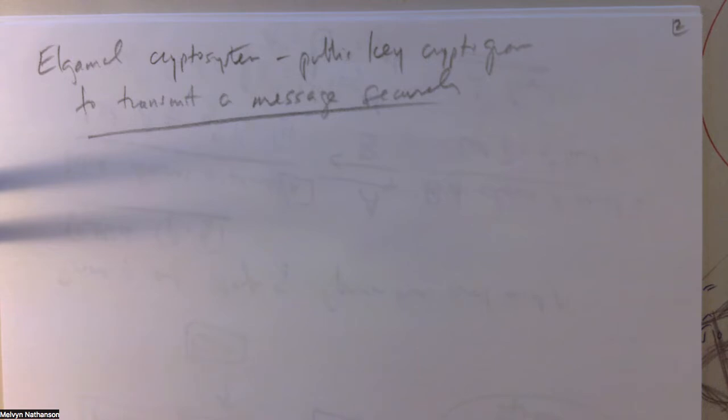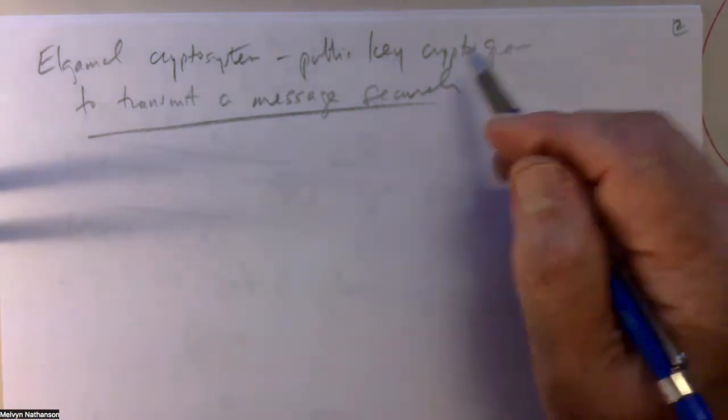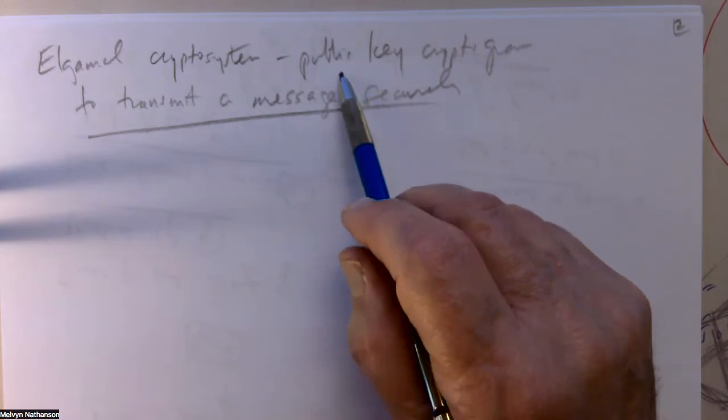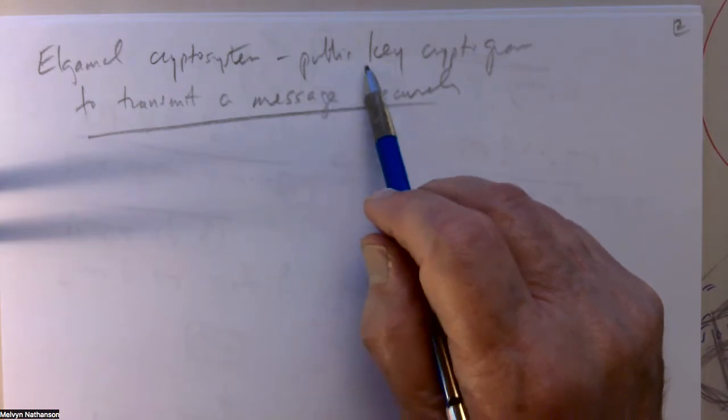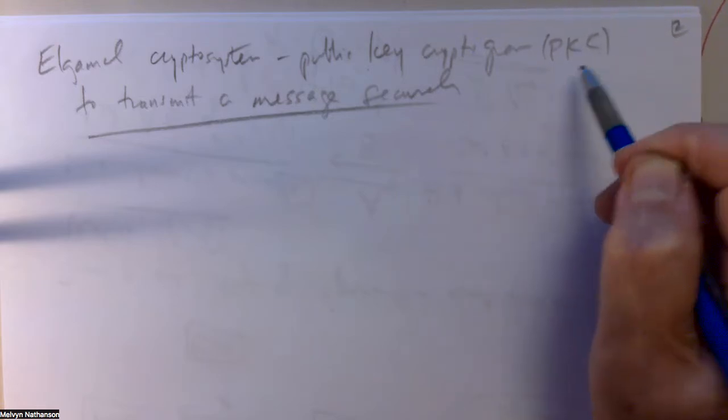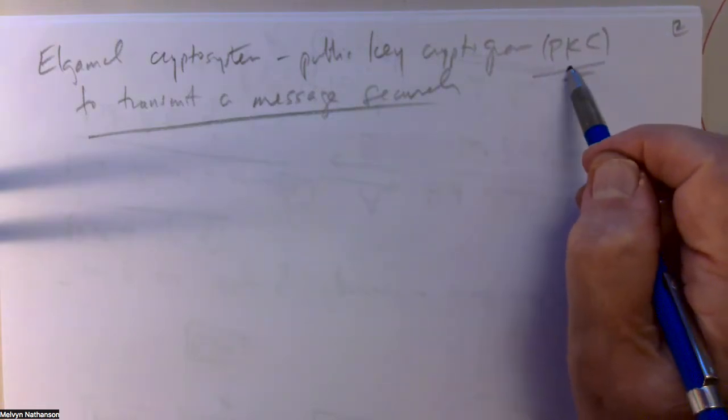So how do you create the Elgamal public key crypto system? You'll often see the acronym in the book. Public key crypto system is PKC. So whenever you see PKC, that stands for public key crypto system.